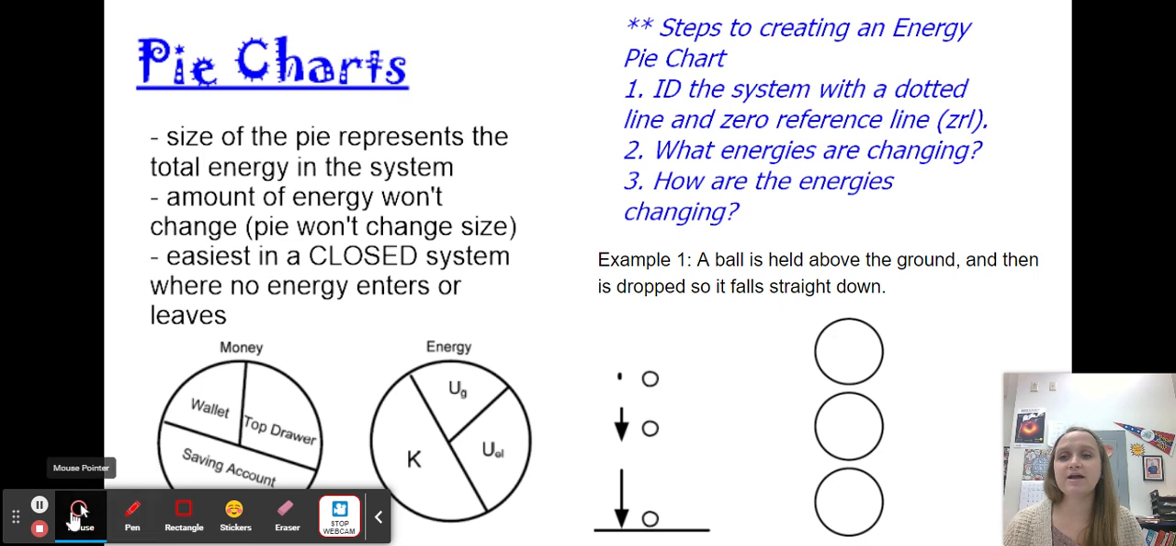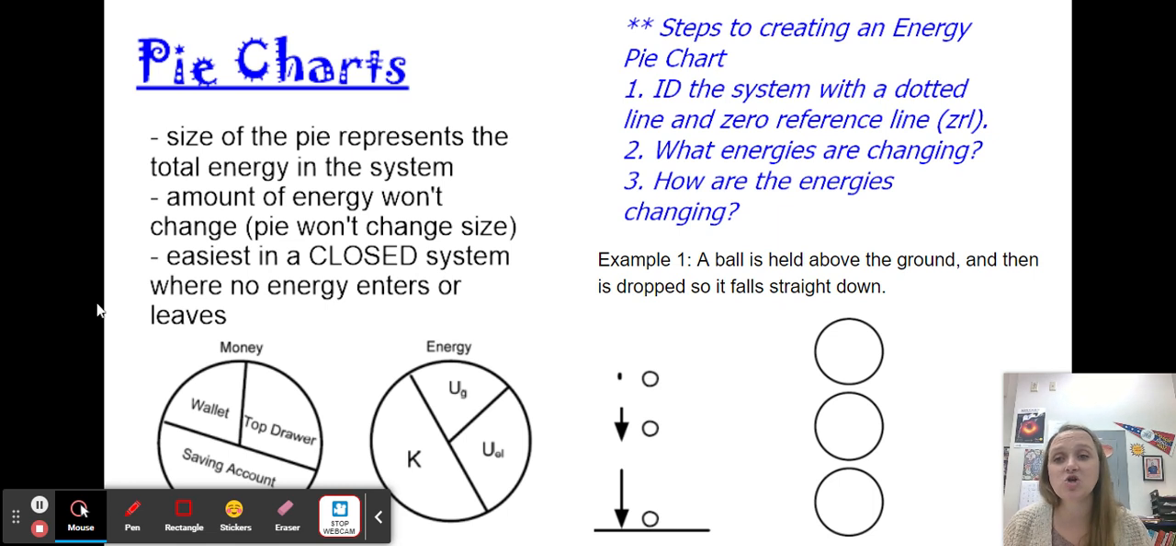All right, so we're going to actually talk about pie charts. Pie charts are the first way we're going to identify what energy is in our system, what's happening to our energy, where it's going. The size of the pie represents the total energy in the system. If you've got a bigger pie, you have more energy, versus if you have a personal size pie, you have less energy. The amount of energy won't change. So the pie size won't change throughout the system. You only have so much energy in your entire system. If you have a different system, it might have different size pies.